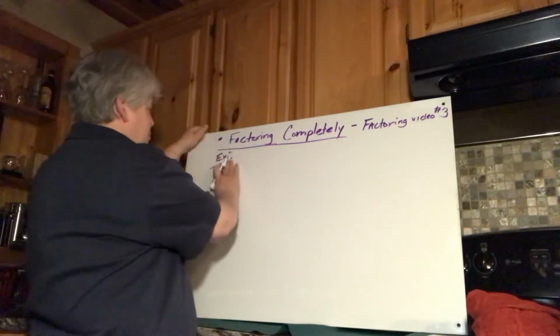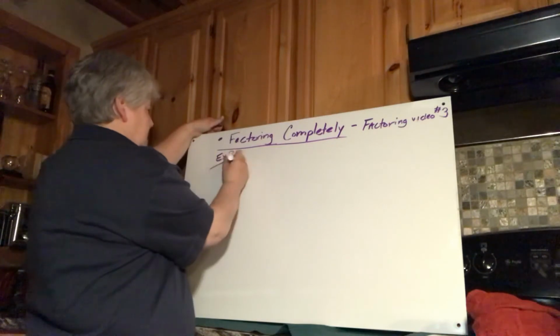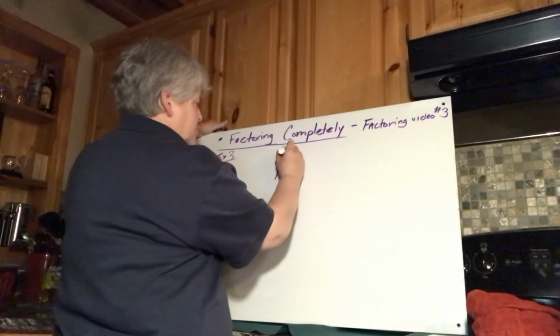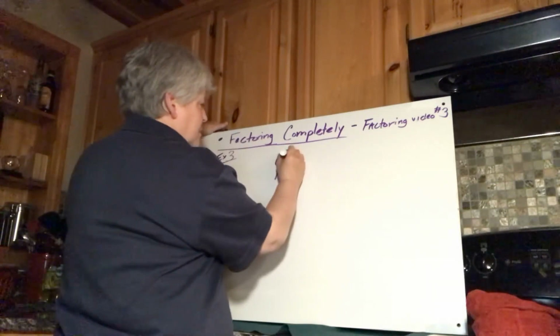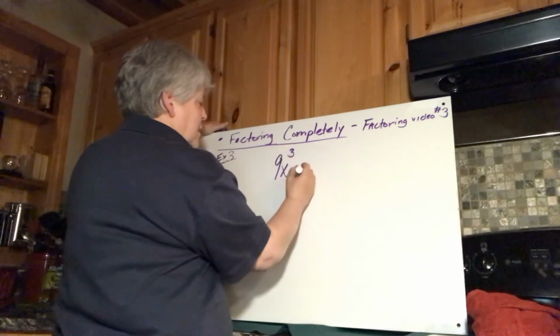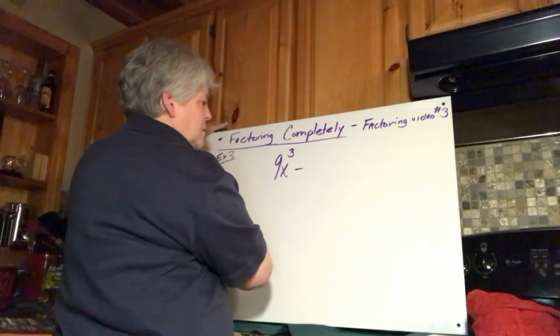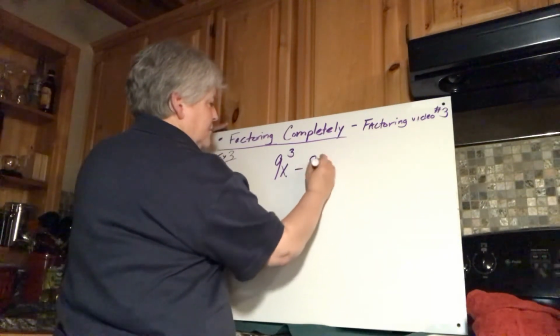So let's look at example 3. And let's say it's going to be 9x squared. No, I'm going to make that be to the 3rd power. Minus, let's have it be 900x.